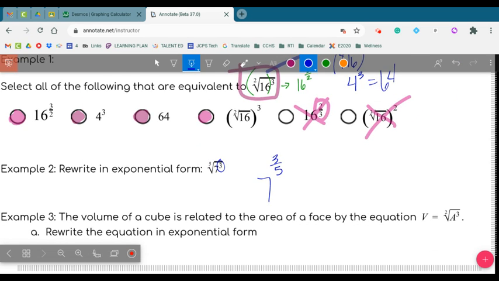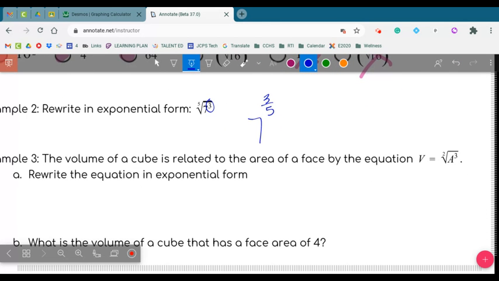Okay, number 3, it says the volume of a cube related to the area of a face is the equation, this lovely equation. We're going to rewrite this in exponential form. So, you guys, if this wording confuses you, just ignore it. We're doing the same thing we were. So, we're going to have A, 3 is going to be my numerator, 2 is going to be my denominator.